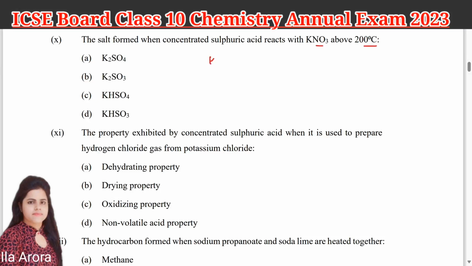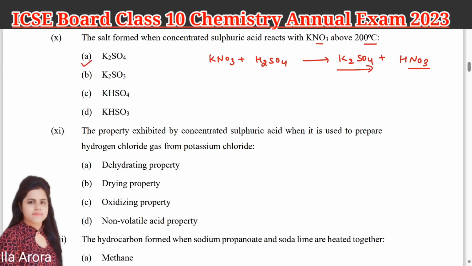So here we have the reaction KNO3 plus H2SO4. So it will give you K2SO4 plus HNO3. Above 200 degrees Celsius this reaction will happen and we will get option A, K2SO4.